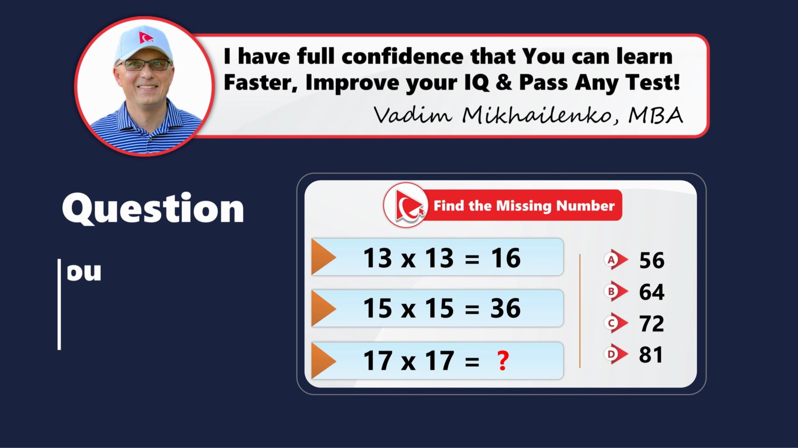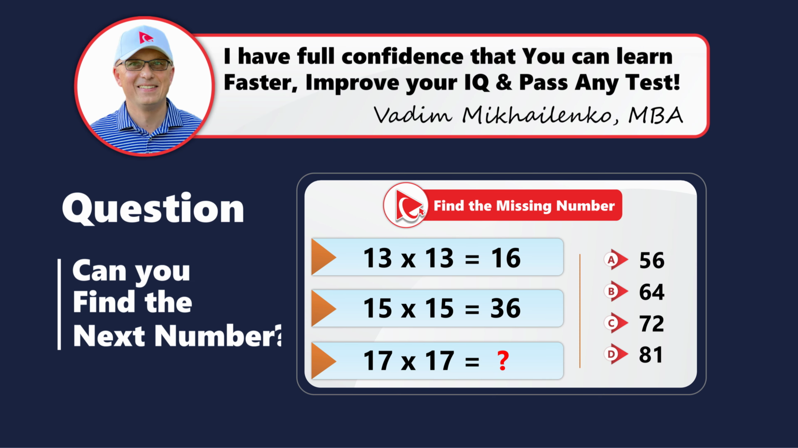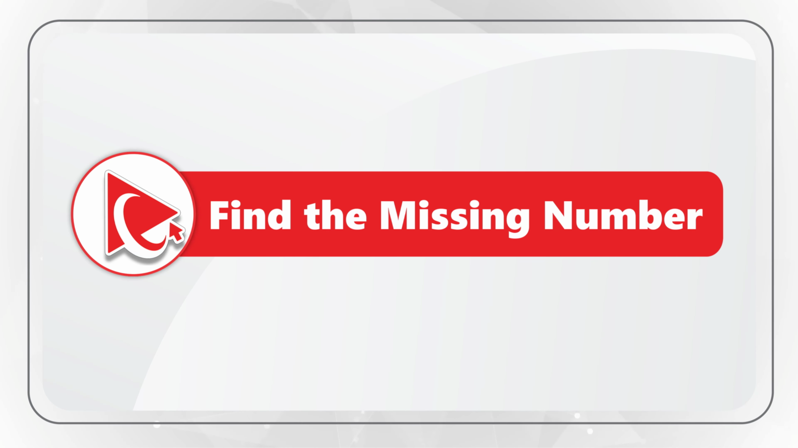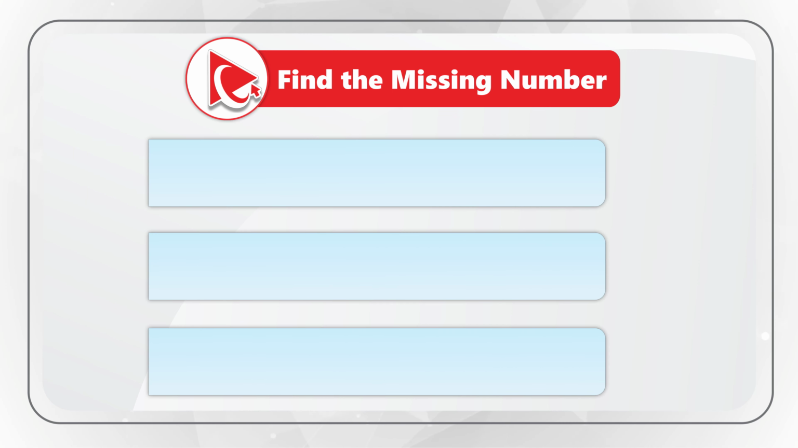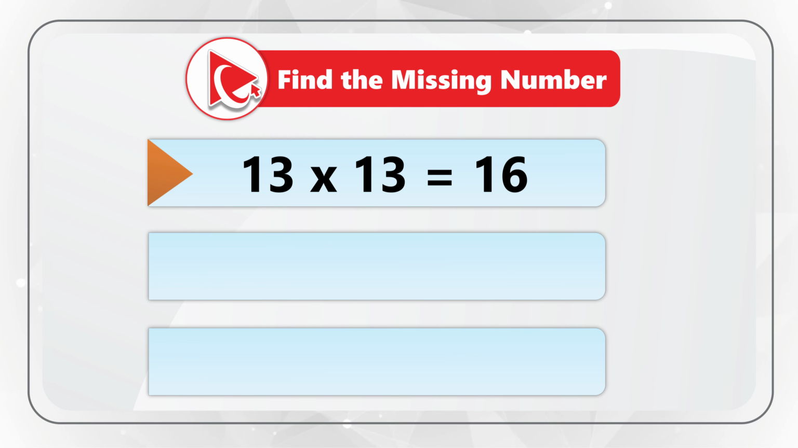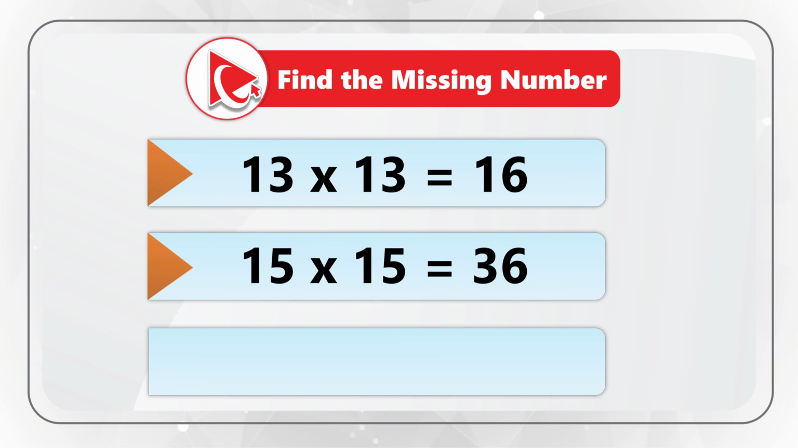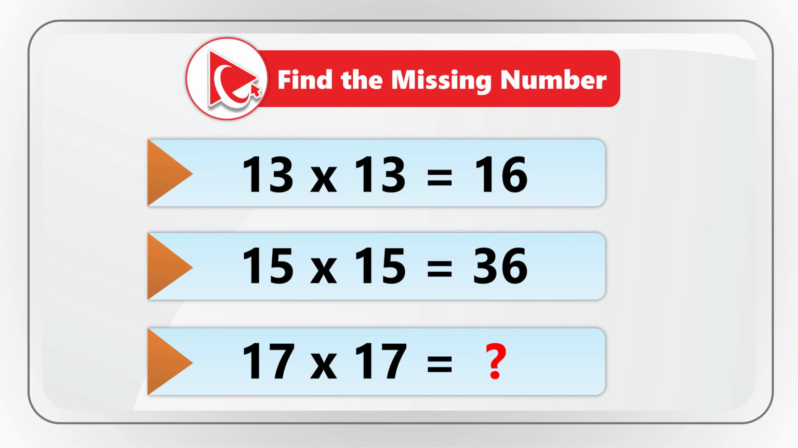Here's one of my favorite questions, which requires you to use your critical skills and imagination. You need to find the missing number, and you're presented with three different expressions. First expression is 13 multiplied by 13 equals 16. Second expression is 15 multiplied by 15 equals 36. And last expression, the one that's missing the number, is 17 multiplied by 17 equals missing number.